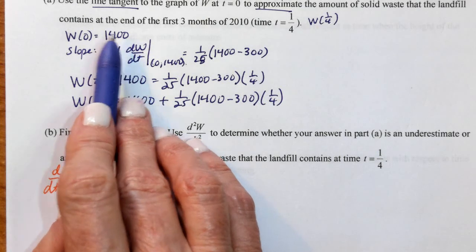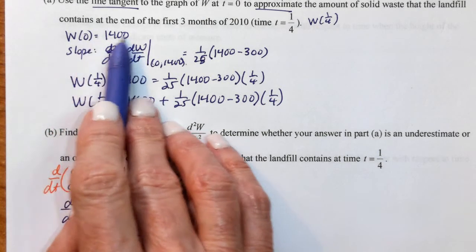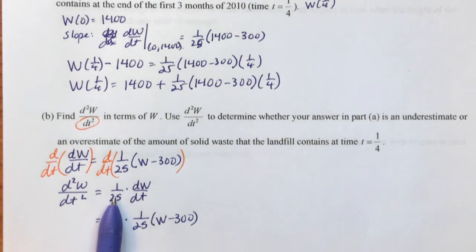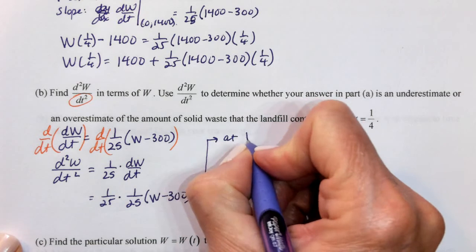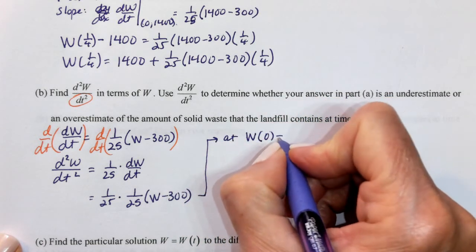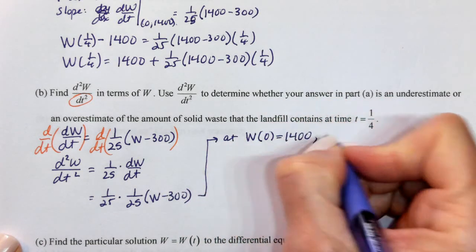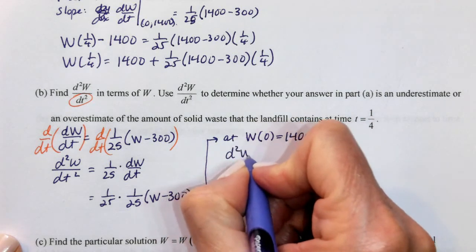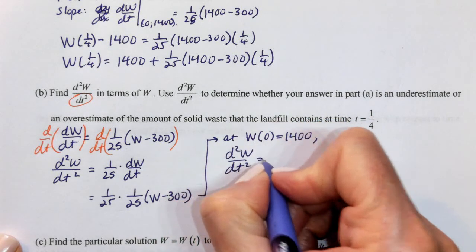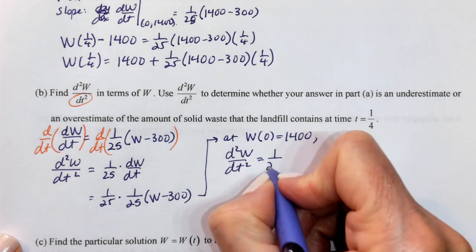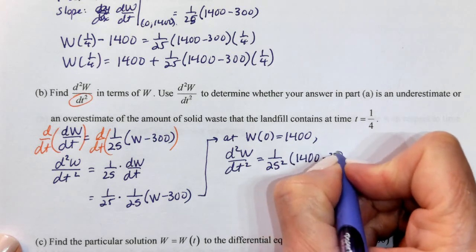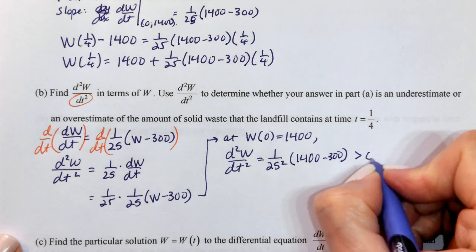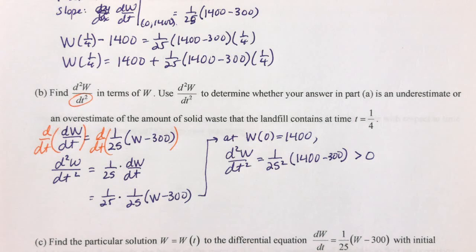So what I'd like to do is find the concavity right here. The second derivative is going to give me the concavity. So I'm going to say at the point (0, 1400), the second derivative is (1/25)^2 times (1400 minus 300), which is positive, right? That's positive. So our graph is concave up.